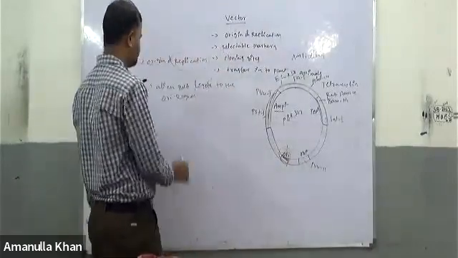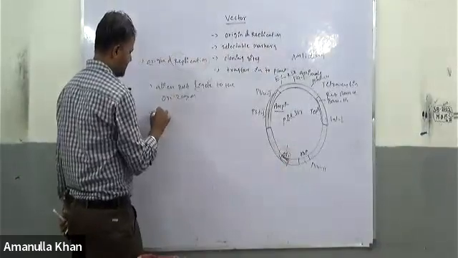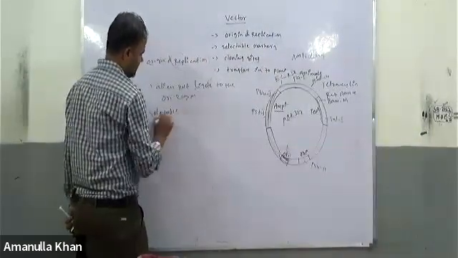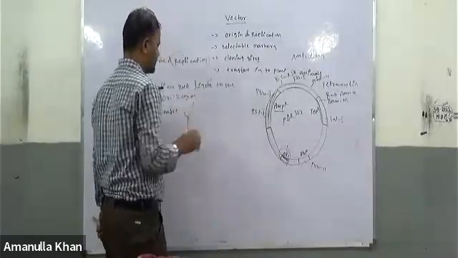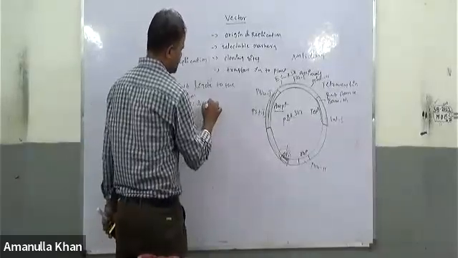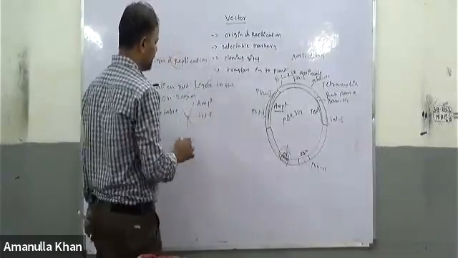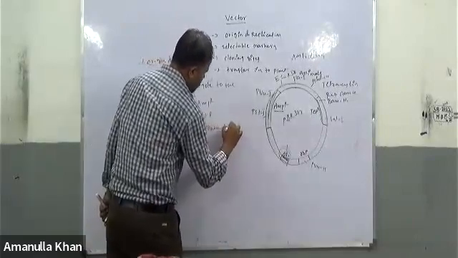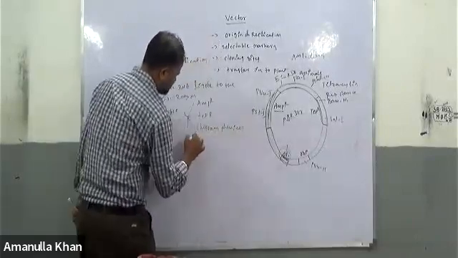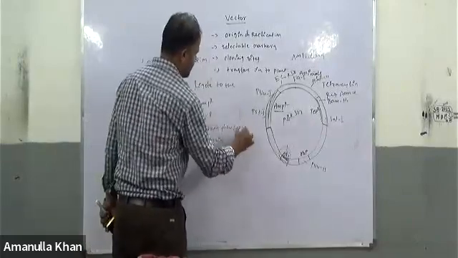Then the next one, selectable markers. Totally, how many selectable markers are there? Four selectable markers: ampicillin resistance and tetracycline resistance, and then chloramphenicol, and then kanamycin. These four are antibiotic genes.